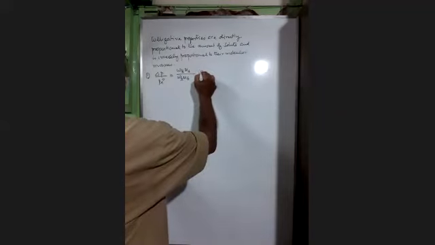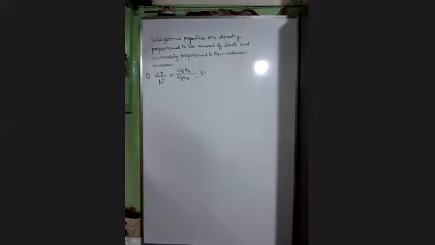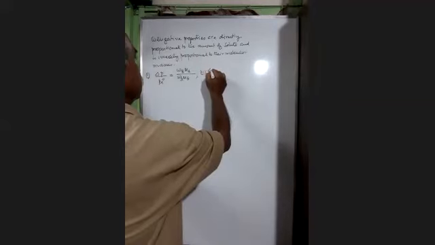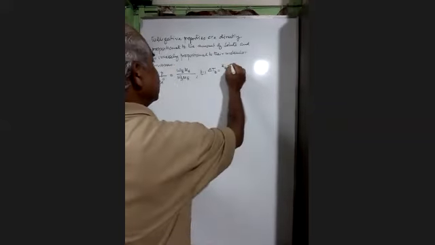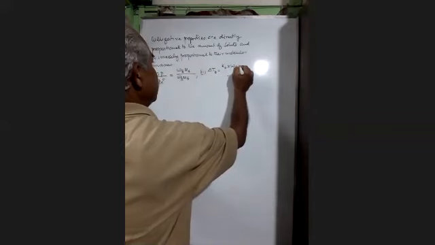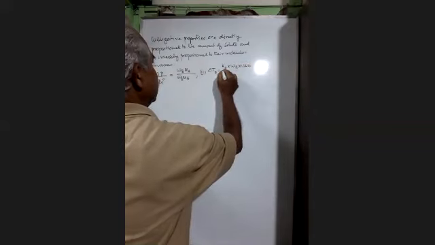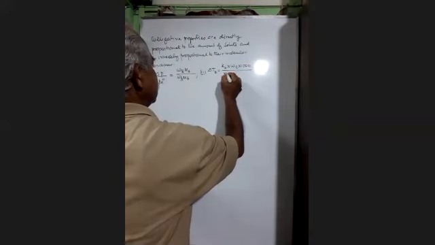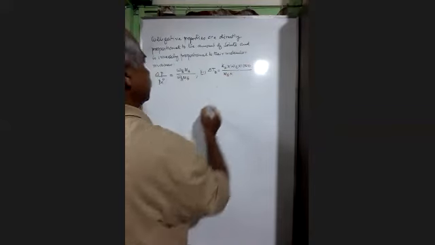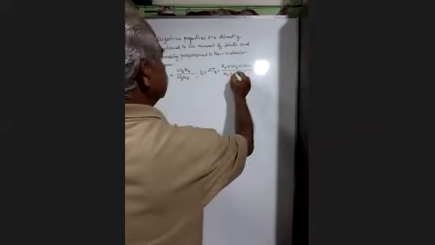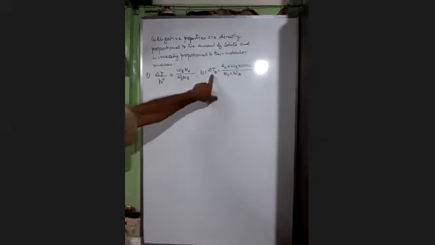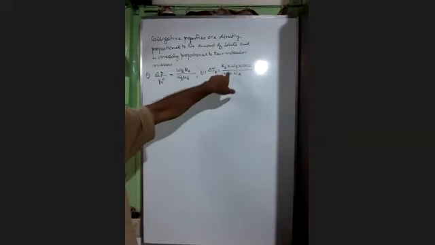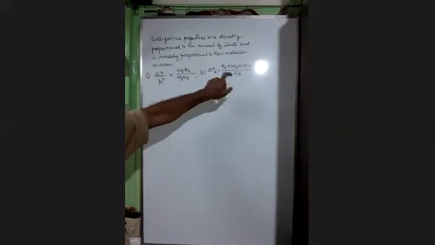Second, elevation in boiling point. Delta TB is equal to KB into WB into 1000 by MB into W. See here. This is directly proportional to the amount of the substance, inversely proportional to the molecular mass.